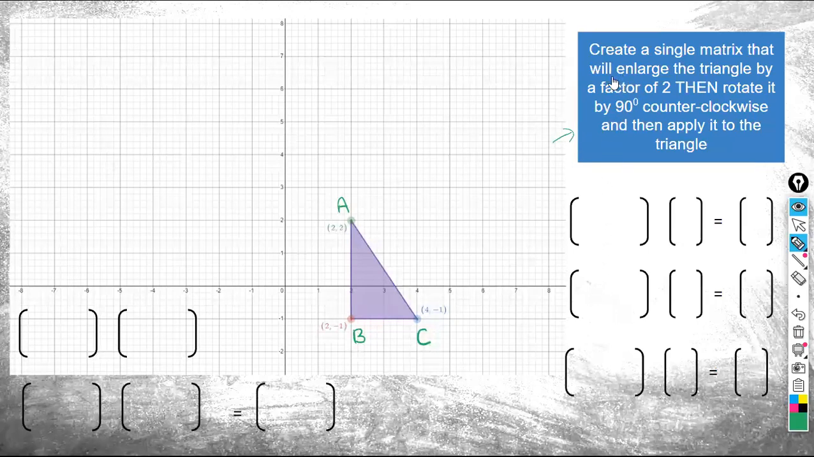They want you to enlarge the triangle. Enlarge the triangle by a factor of 2, then rotate it by 90 degrees counterclockwise. In case you didn't know, counterclockwise is the same thing as anti-clockwise. Counter and anti is the same thing. So the first thing you have to do is get the matrix that will do those two things in that particular order. And when you get that matrix, you have to multiply it by each point one by one.